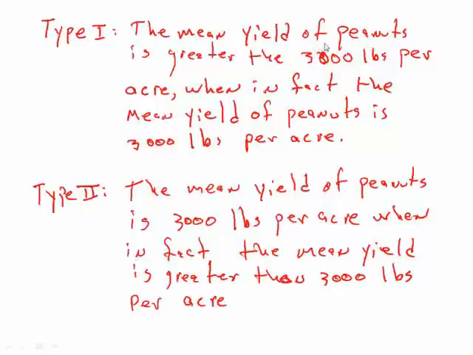So here we're coming back and saying, wow, we're getting more peanuts than we really are getting for a type 1 error. For the type 2 error, you're coming back and saying that we're getting fewer peanuts than we're actually getting. So that's the type 1 and the type 2 error. Does that make sense?